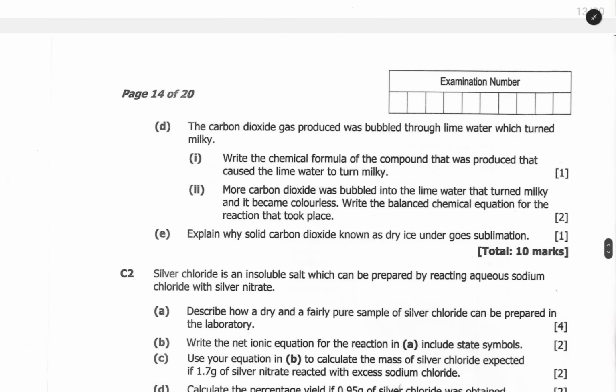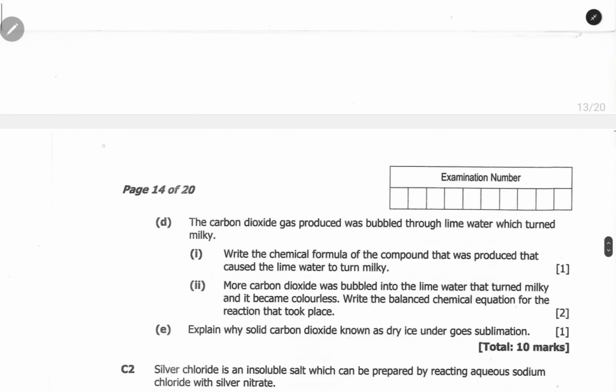Then question D, the carbon dioxide gas produced was bubbled through lime water, which turned milky. The first question is, write the chemical formula of a compound that was produced that caused the lime water to turn milky. So this is the answer to D1. We are looking at calcium hydroxide reacting with carbon dioxide, resulting in calcium carbonate, which forms a white precipitate, plus water.